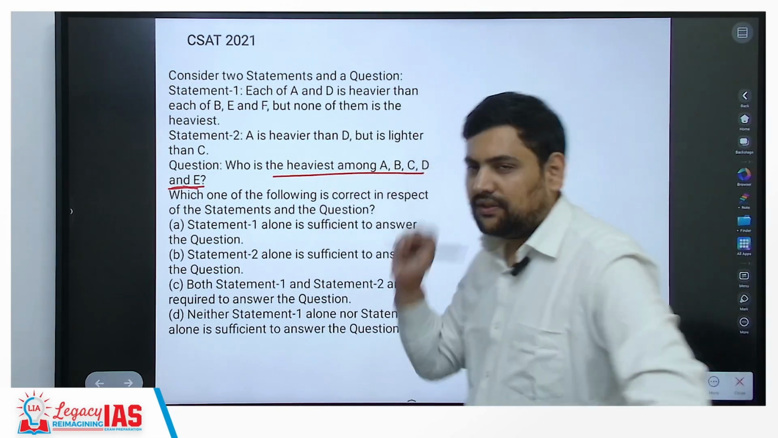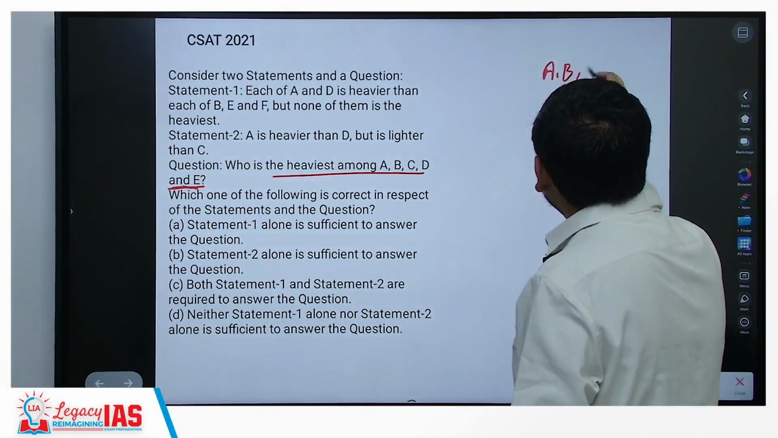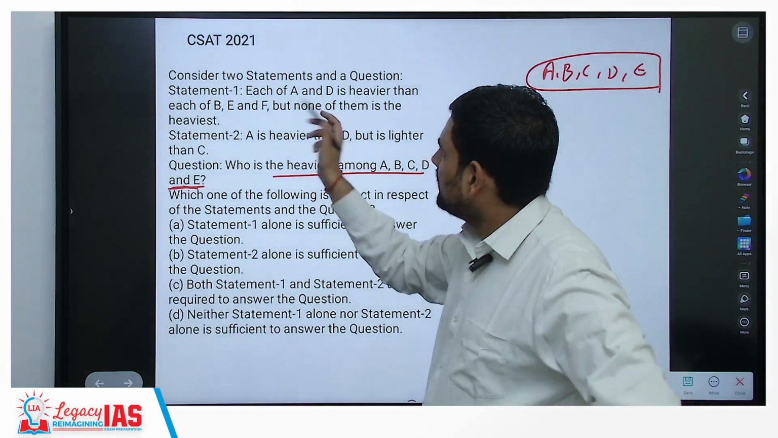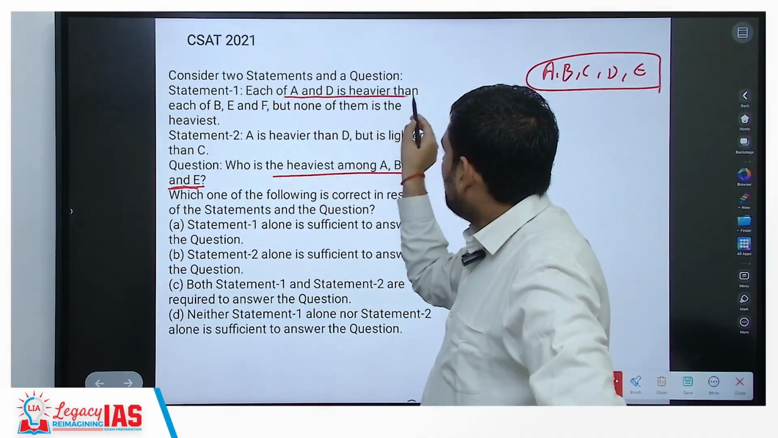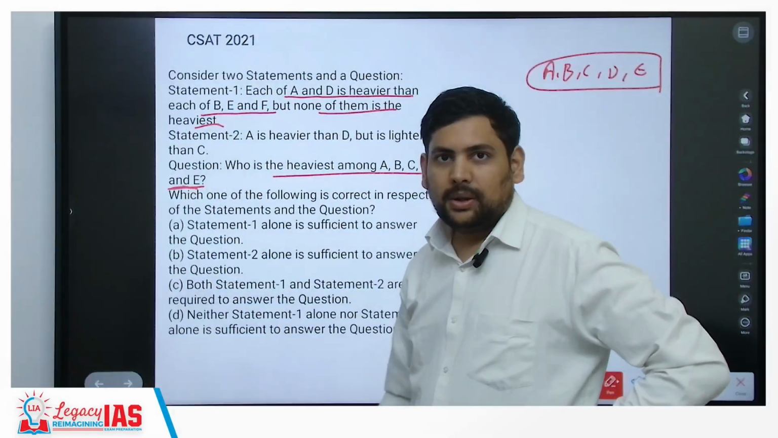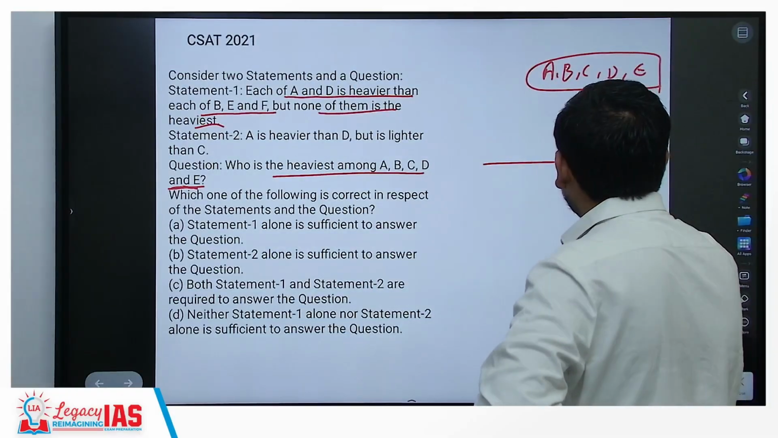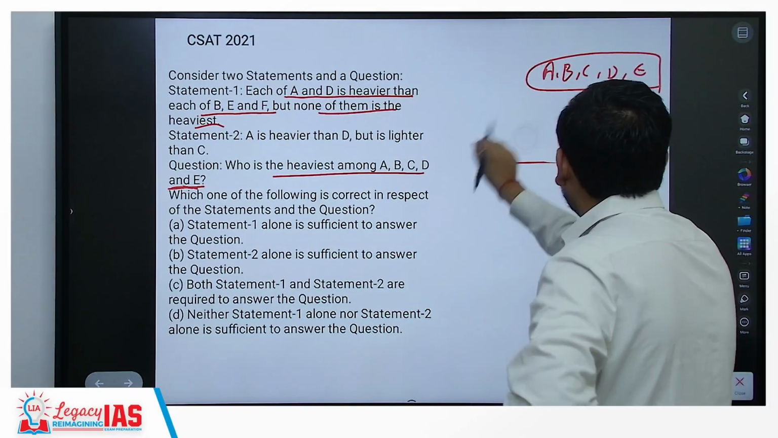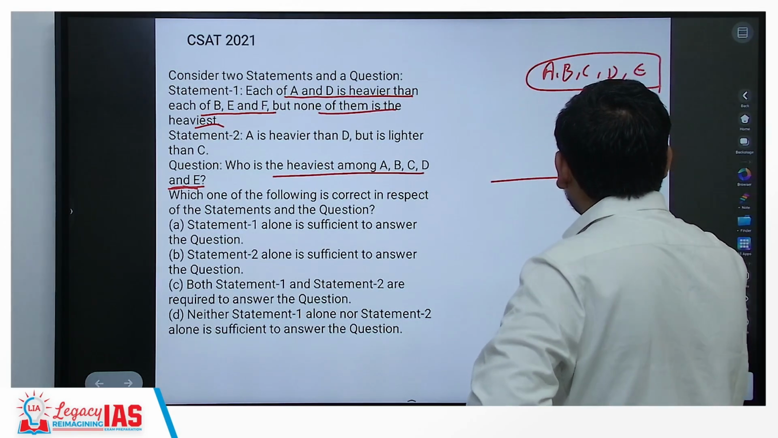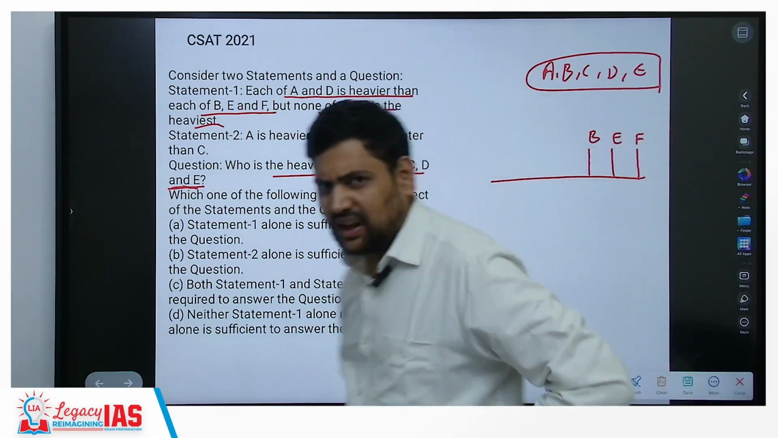You need to tell me the heaviest among A, B, C, D, E. Very nice. So I have to tell A, B, C, D, E, who is the heaviest. Now statement 1 is: each of A and D is heavier than each of B, E and F, but none of them is heaviest. Now, first statement is saying what? So let's say this is B, this is E, and this is F. These are their weights. I have shown weight using lines.